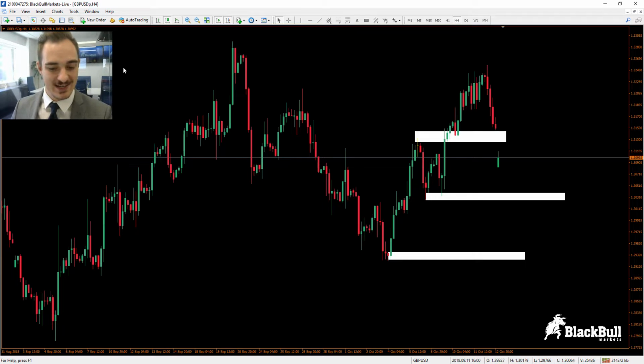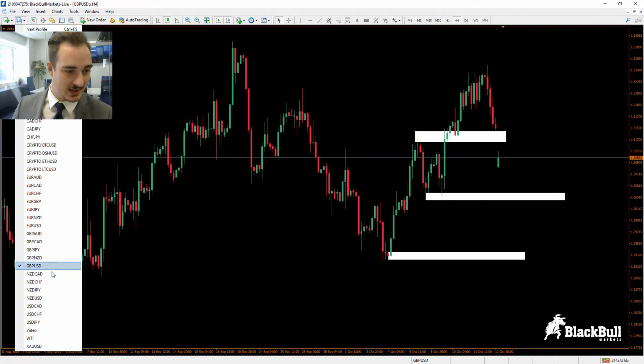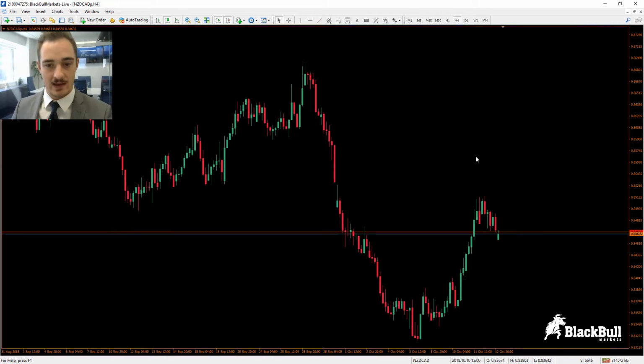Okay, so we're on the wrong chart. So we'll have a look. We were supposed to be on the Kiwi Canadian dollar, so there we go. So that's the next one. Okay, so this one is still similar to the Aussie CAD again.